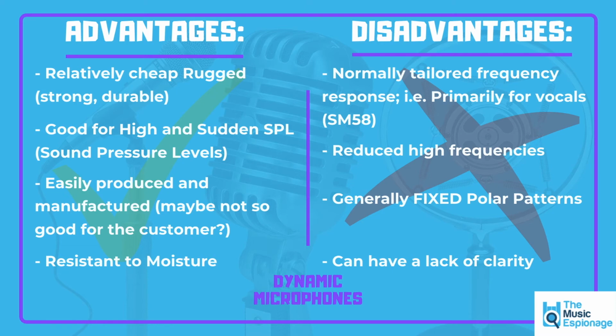Also, dynamic microphones are typically built around one polar pattern. So a polar pattern, we'll find out later in the lesson, is actually where the microphone hears and picks up a sound source best. So dynamic microphones are typically cardioid or hypercardioid, meaning that they're really good at picking up the sound source that you point them at, but they're not very good at picking up the ambience or other sound sources if you've got more than one. Finally, dynamic microphones are known for having a lack of clarity. If you really want that detail, maybe a condenser or ribbon microphone is better.